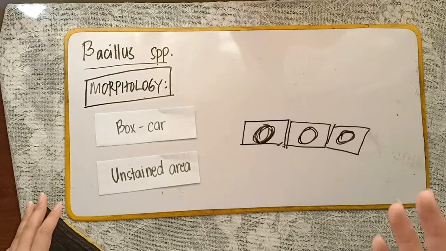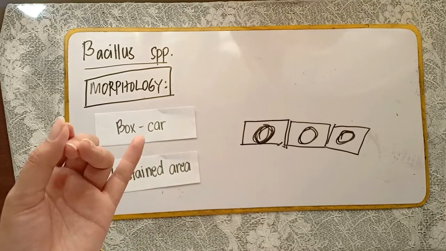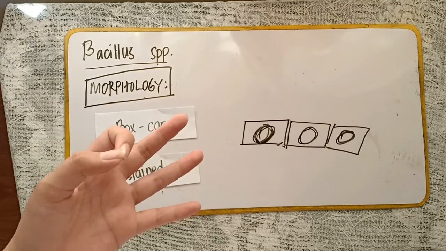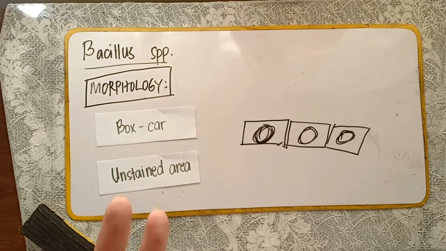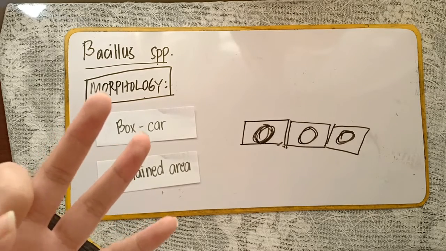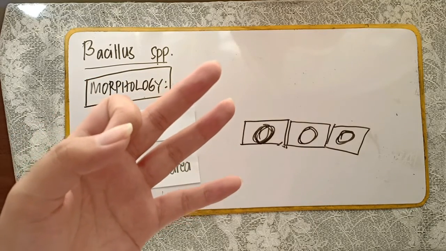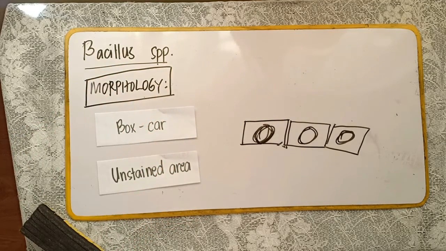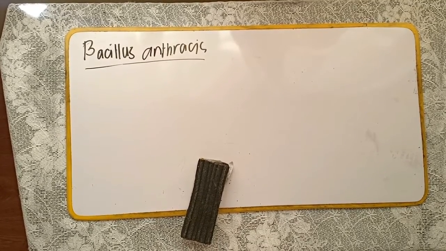Okay. Now, the most clinically significant species of Bacillus, we have your Bacillus anthracis, Bacillus cereus, and your Bacillus subtilis. Okay. Now, with regard to this topic, ang mga i-discuss lang natin is your Bacillus anthracis, Bacillus cereus, and your Bacillus subtilis. Now, the rest of the species of Bacillus, they are only considered as environmental isolates. Okay, so wala masyadong importance.